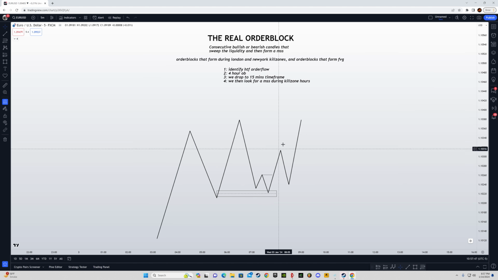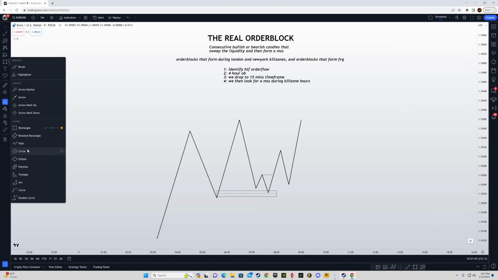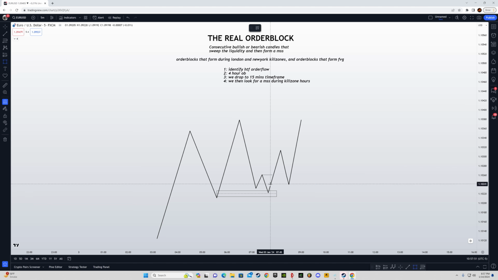Now, once we get a market structure shift, we are simply looking for our entry from the 15-minute order block. That would form somewhere around here. Very, very simple, guys. So let me give you some examples about order blocks, and then I will end the video.